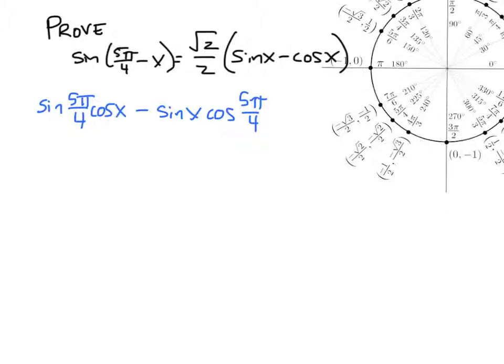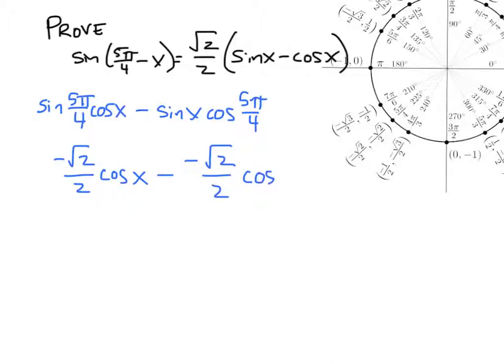Alright, well, I can't evaluate for these variables, but I can find the sine of 5 pi over 4. So 5 pi over 4 is right here. The y value is negative square root of 2 over 2 times the cosine of x. And the cosine value is also negative root 2 over 2. So I have minus negative square root of 2 over 2.